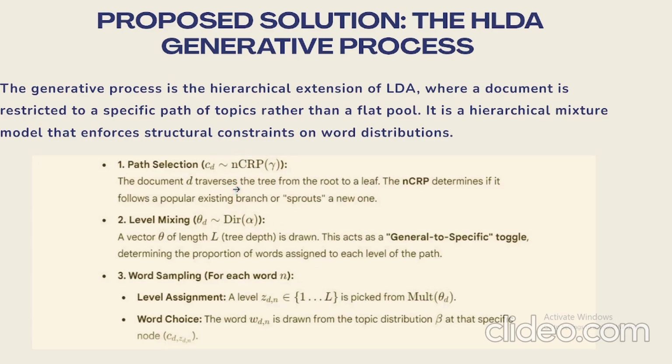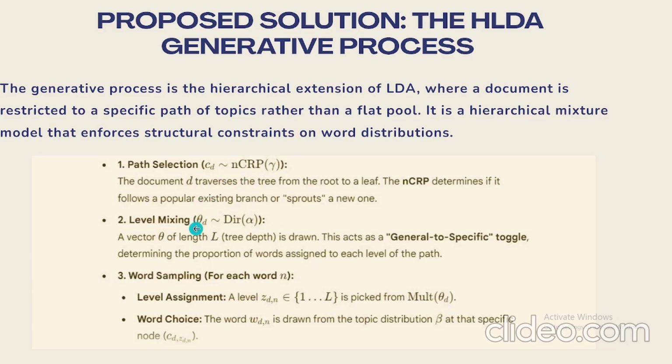Now moving ahead, we come to the generative process of HLDA, which is hierarchical latent Dirichlet allocation. So what is the process? Now let's put it all together and describe the generative process of HLDA. The generative process of HLDA follows three strict steps. The first step is path selection. In path selection, a document traverses the tree from root to leaf based on the nested CRP that we have.